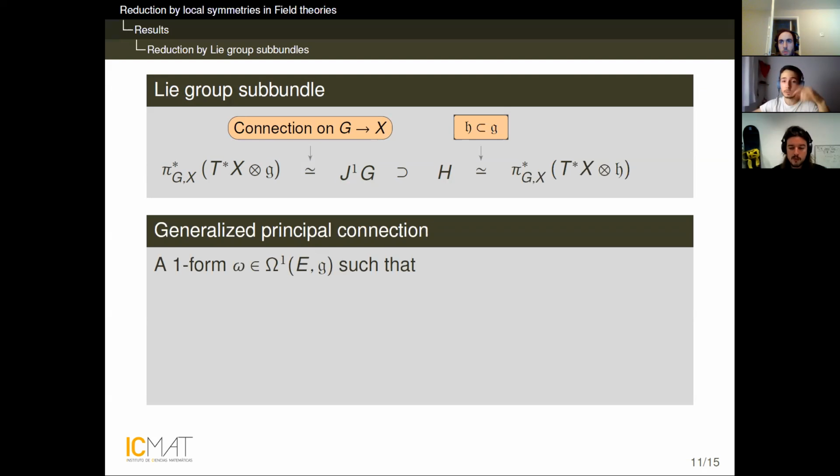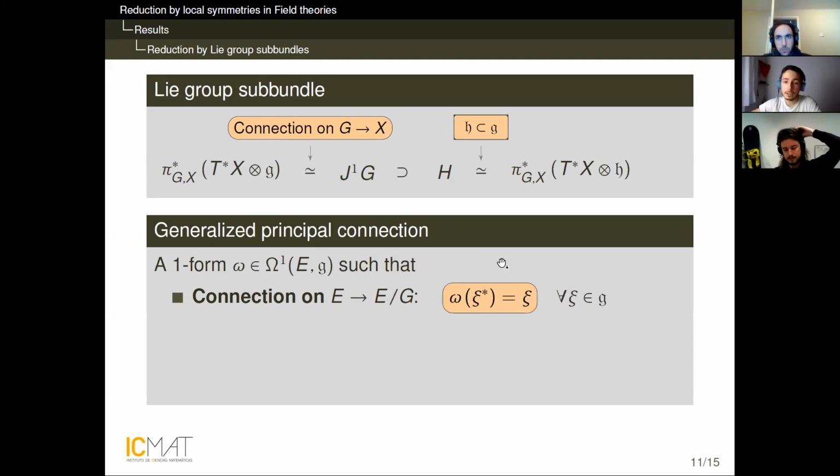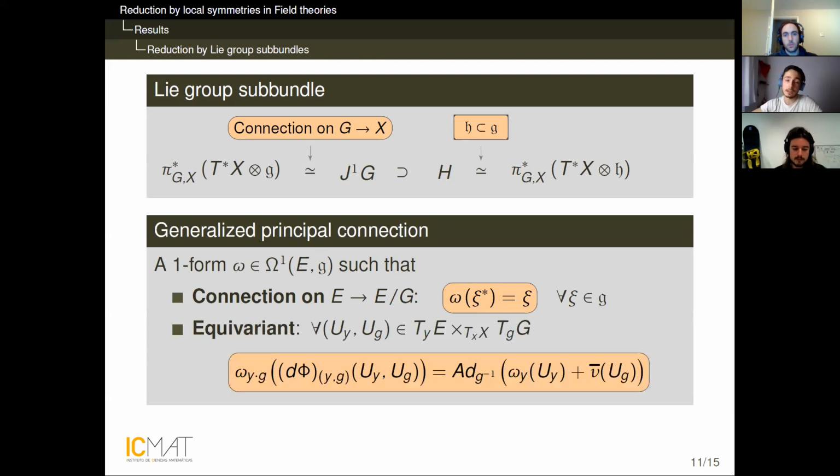And we ask this one form to satisfy two conditions, as in the case of principal bundles. The first one is that the one form defines indeed a connection on our bundle. And this is mathematically said that it behaves properly when acting on infinitesimal generators. Infinitesimal generators here can be defined in the same fashion as they are defined in the case of principal bundles. The second condition is equivariance, and it is the one which is more interesting. In the case of principal connections, we need to define how our connection behaves when we move a vector on the tangent bundle of the total space by the action. Phi here is the fibered action.